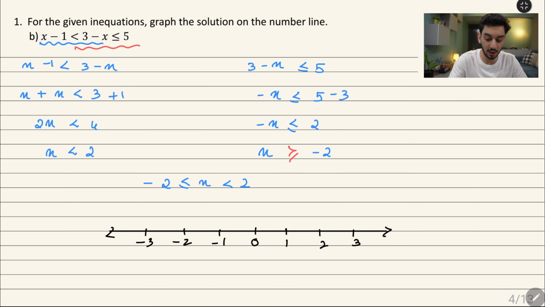Okay. Where do I start from? I start from negative 2, and this is included because it is negative 2 less than or equal to. So negative 2 will have a solid circle over here, and it goes up till 2. 2 is not included, so a hollow circle over there, and then just join it with a line. That is how you can do it. Or some people also shade all the things between them, but I just don't like doing it. This is a very good solution.